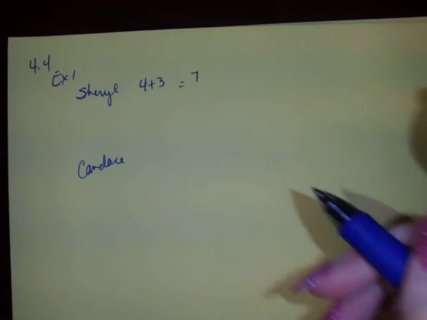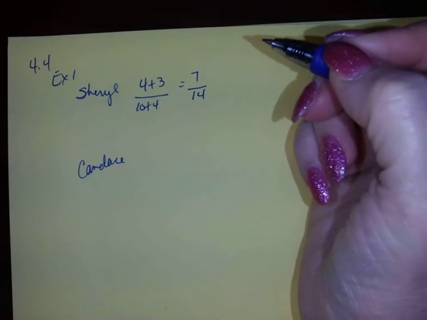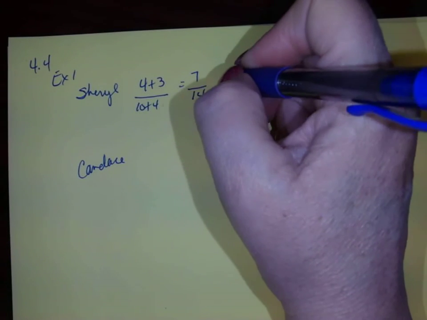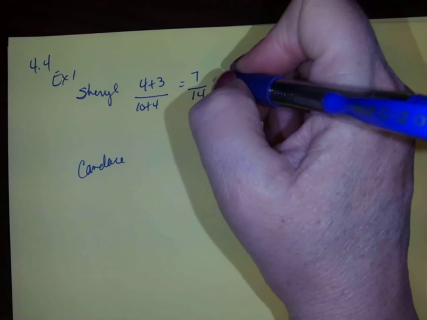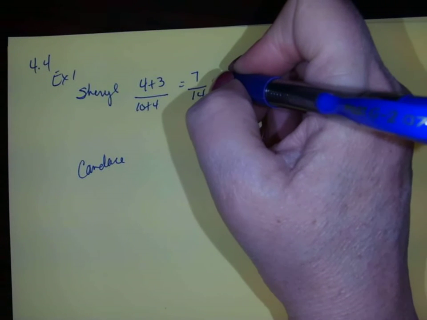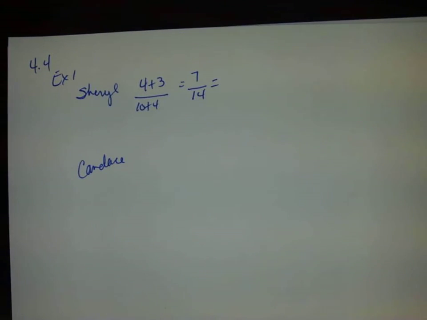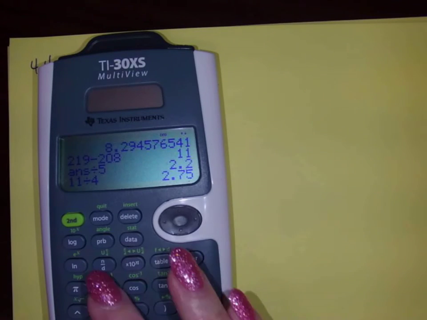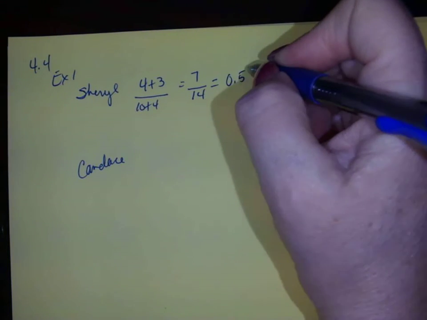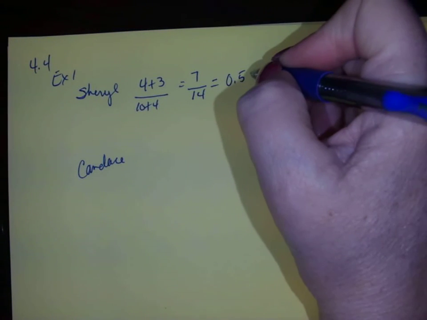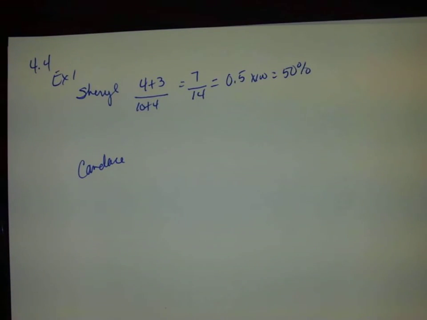So 10 plus 4 will get her a total of 14. Well, if we do the math on that, 7 is half of 14, and we change it to a percentage. If we pull our calculator out, 7 divided by 14 gives us 0.5, right? But we want it in a percentage, so if we multiply by 100, we'll get 50%. Okay? Now, let's look at Candace.